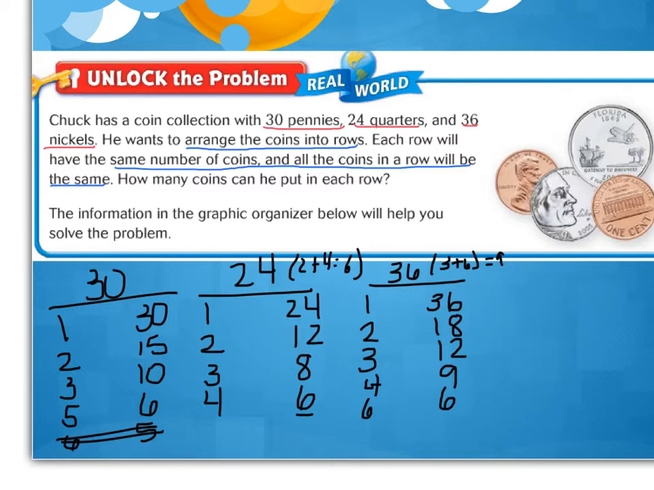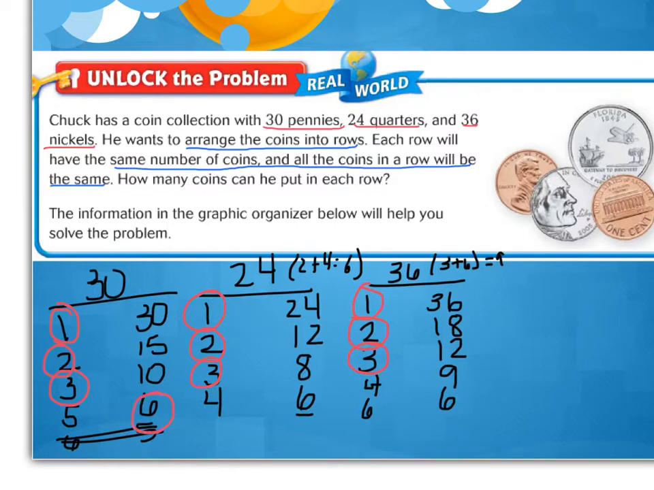Now that I've listed all the factors of 30, 24, and 36, to find how many coins of the same type Chuck can put in each row, I'm going to look for the common factors. Of course, 1 is a common factor of all of these numbers. So is 2. 3 is a factor of all of the numbers as well. But 4 is not. 5 also is not.